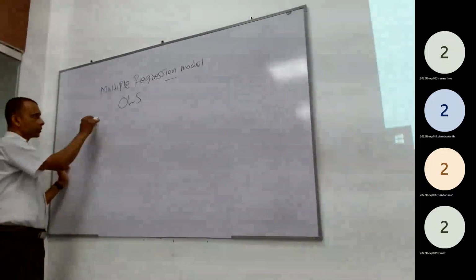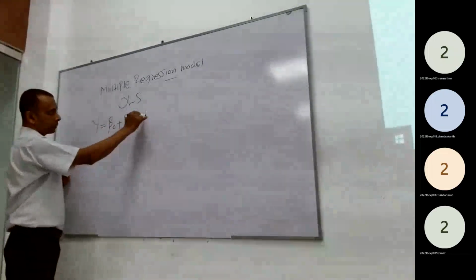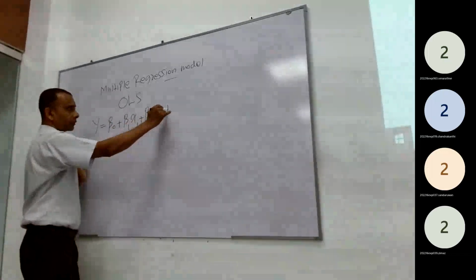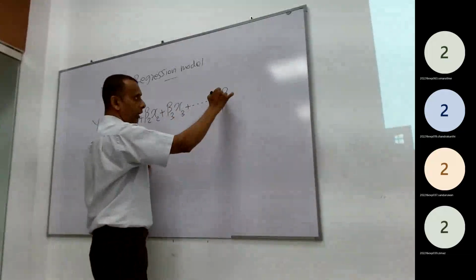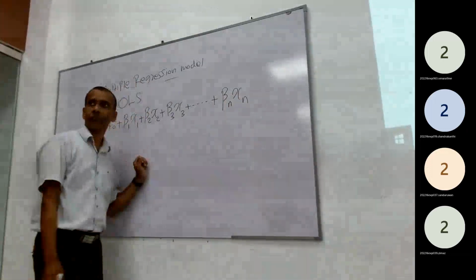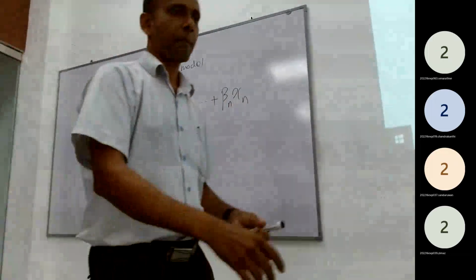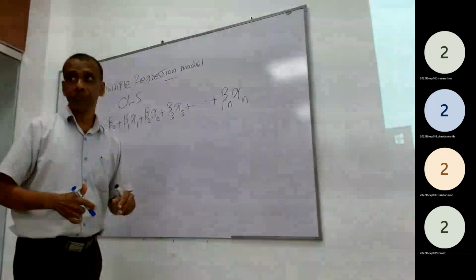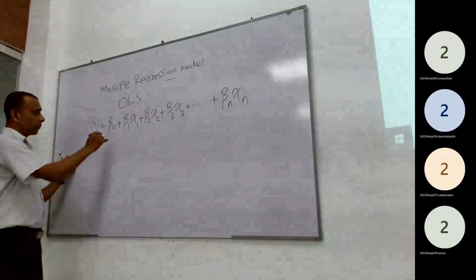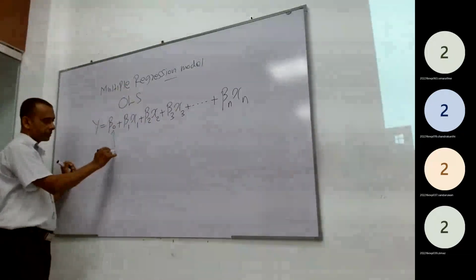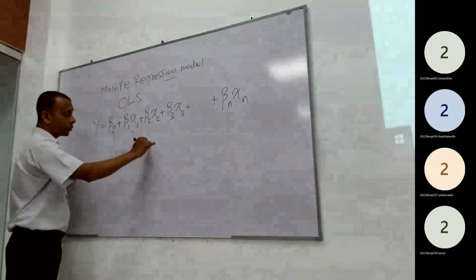Because your model will be like this: y equals beta 0 plus beta 1 x1 plus beta 2 x2 plus beta 3 x3, like that, up to beta n xn. That's the model. This is your intercept. You are having data, the dependent variable and independent variables. But your objective is to calculate the intercept and the individual beta values.